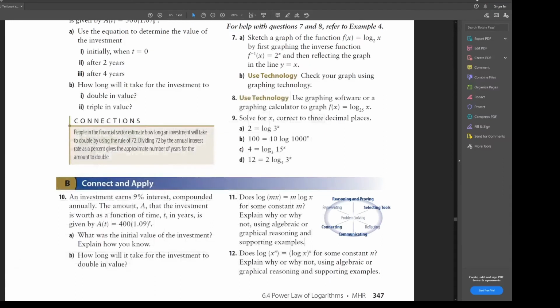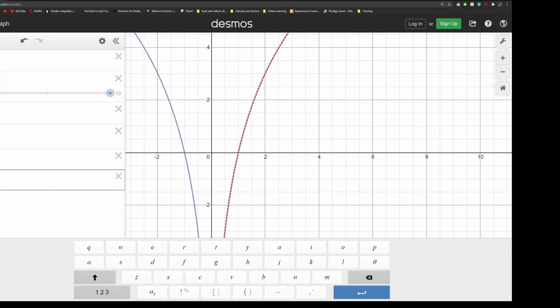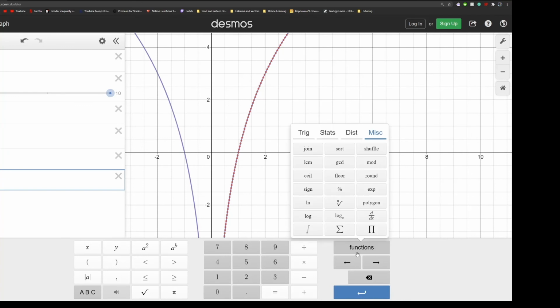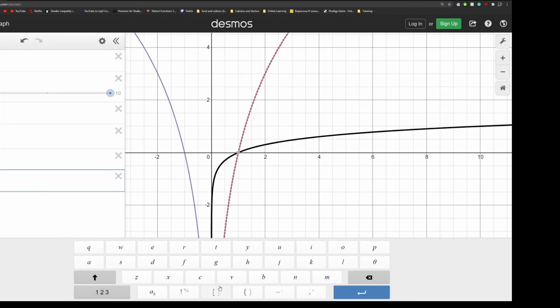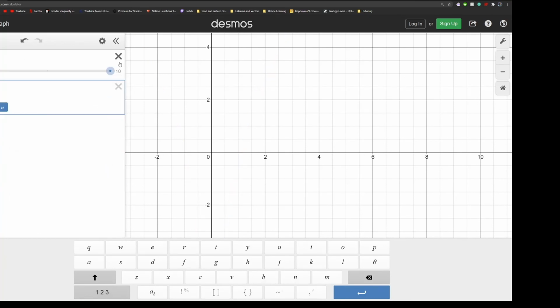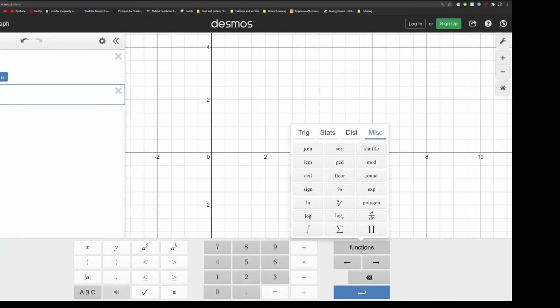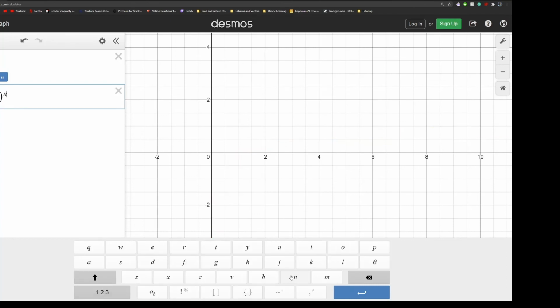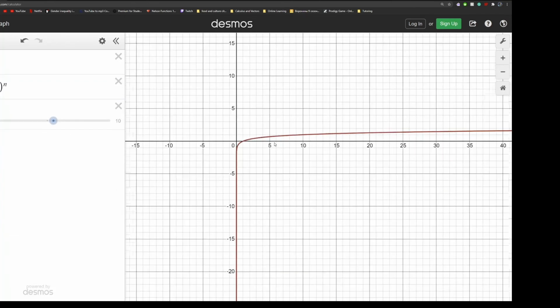Next, for 12, it's asking us to prove or show that if this equals, for some constant of n. Again, we can use a graphing calculator to check this. You can also do it algebraically and equate all of them. So this was log of x to the power of n. Let's hide these guys, we don't need them anymore. And then log of x to the power of n. There you go. We'll put both of those in.